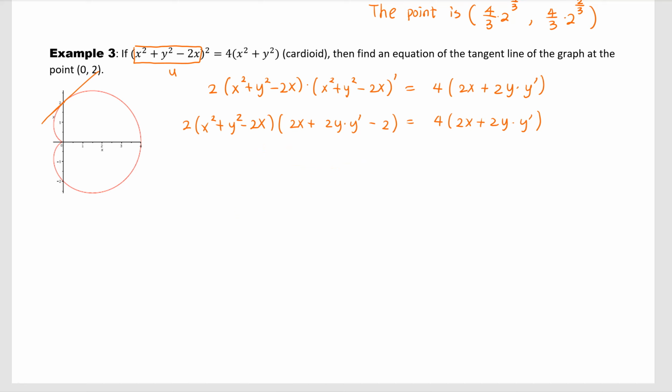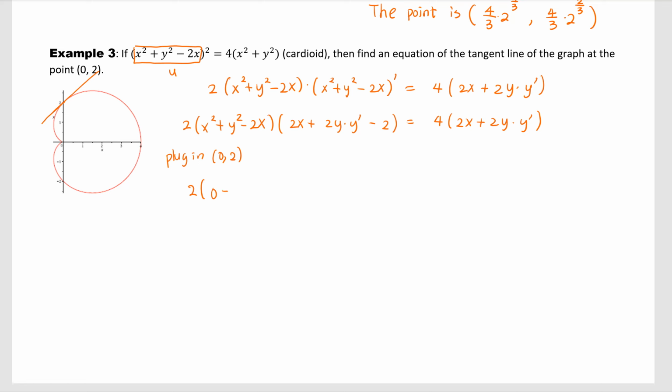But here, because it's not asking us to find the derivative, it's only asking us to find the tangent line, we actually don't need to solve for y prime and get a formula for y prime. We can plug in the number here. It will make it much easier. So we can plug in 0, 2.